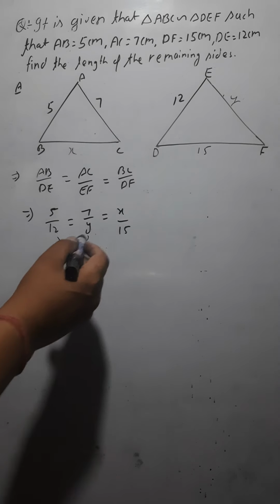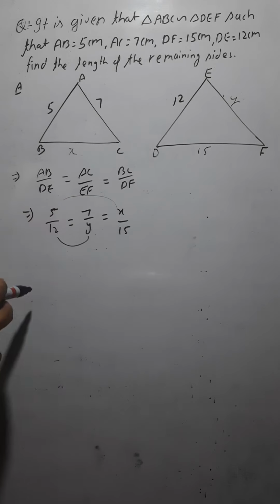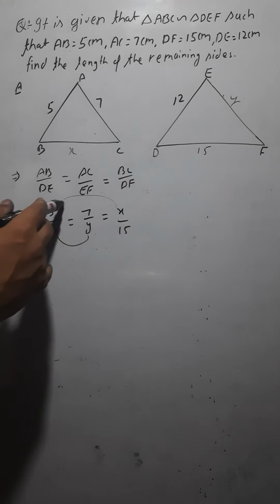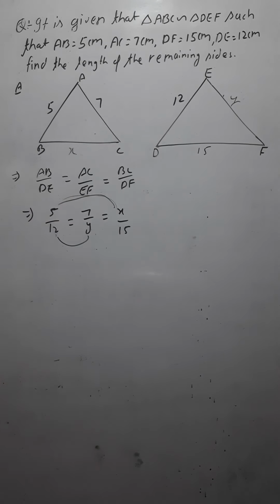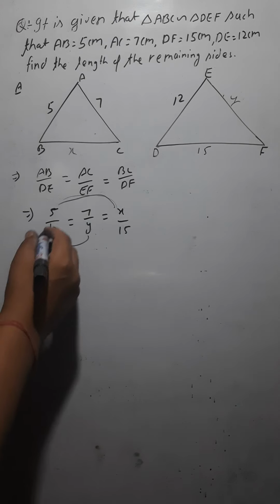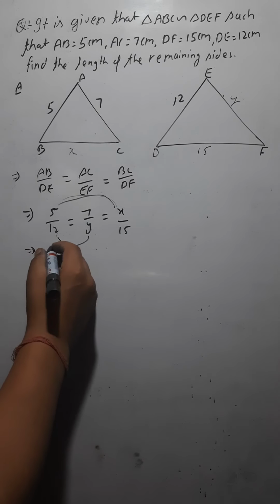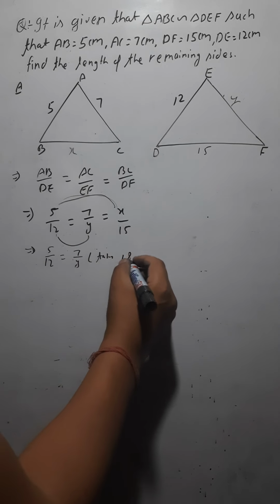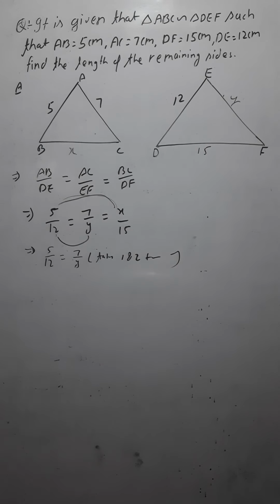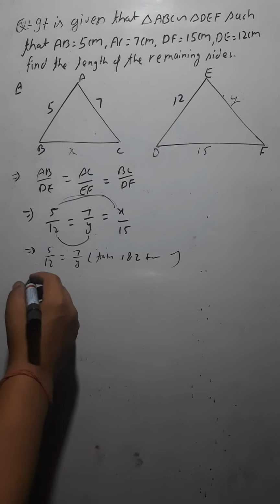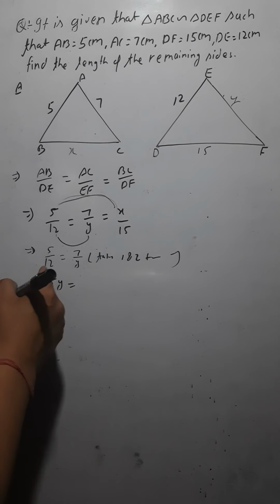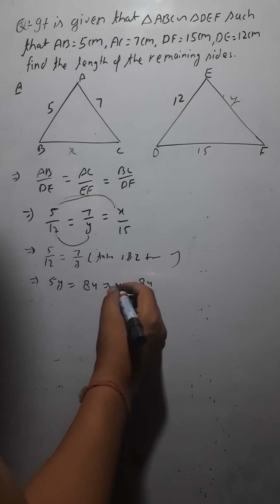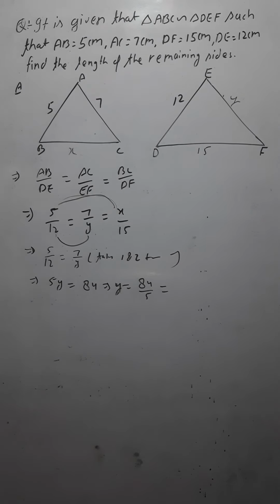First you take these two together, then you take these two together. By taking these two, you would be cross multiplying and you would get the value of Y. And while taking the other two, you are going to get the value of X. It's simple. Taking first and second together, it implies 5 by 12 is equal to 7 by Y. Just cross multiply it. 5Y would be equal to 12 times 7, that is 84, so Y would be equal to 84 by 5. Just divide it, you would get the value of Y.